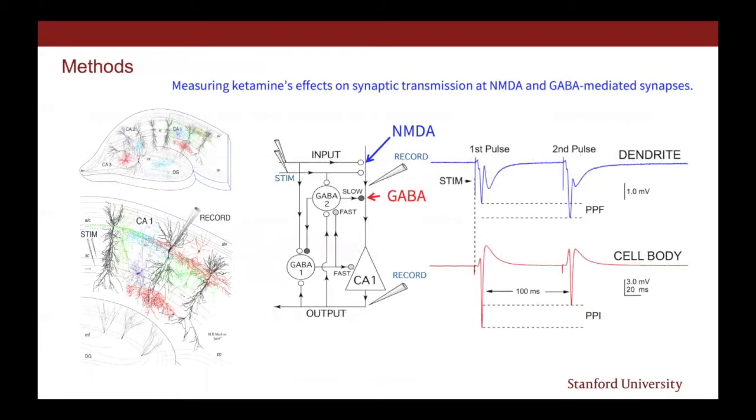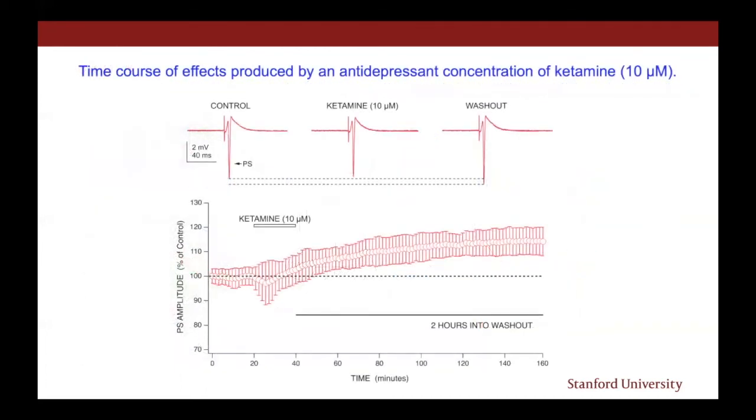We decided to investigate this by measuring ketamine's effects on synaptic transmission at NMDA and GABA-mediated synapses. We used electrophysiology recording techniques, and we recorded from the CA1 region of mouse hippocampal slices. We recorded population spikes as well as field excitatory postsynaptic potentials. These are our preliminary findings.